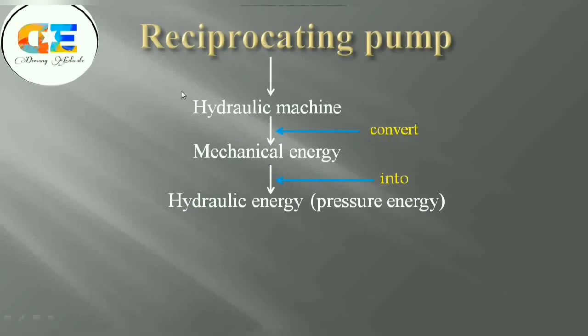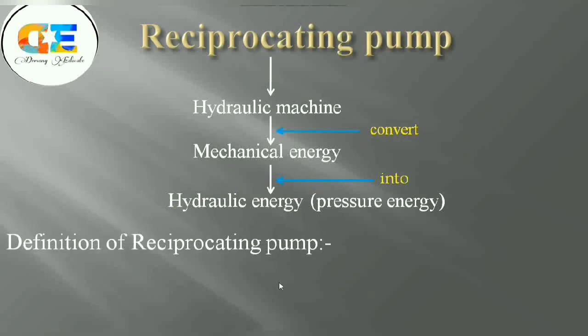What is the reciprocating pump? A reciprocating pump is a hydraulic machine, and what is the function of a hydraulic machine? A hydraulic machine converts mechanical energy into hydraulic energy. This hydraulic energy is also called pressure energy, because with the help of the pressure energy stored in water, we can take water from the ground floor to the upper floor or overhead tank. Without pressure energy given to the water, we can't take water from the ground floor to the upper floor or overhead tank. Then come to the definition of the reciprocating pump.